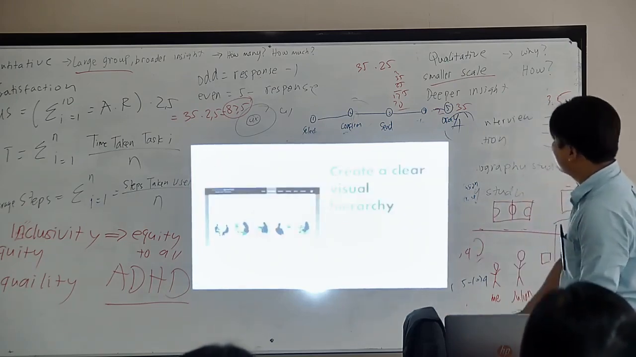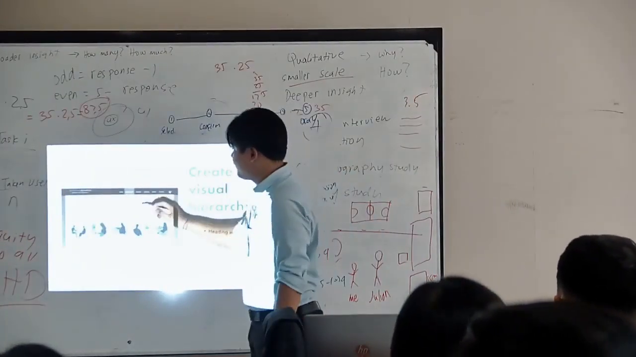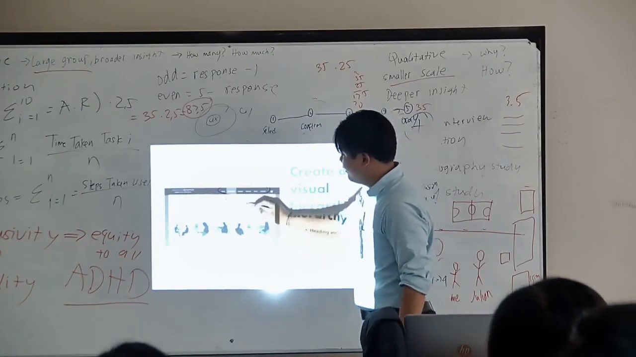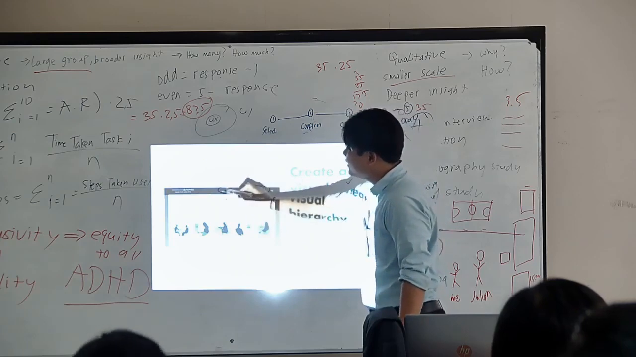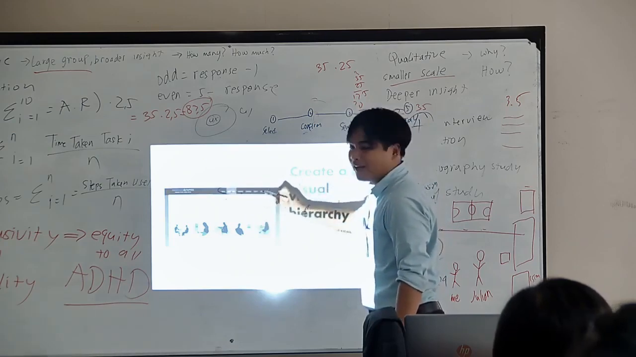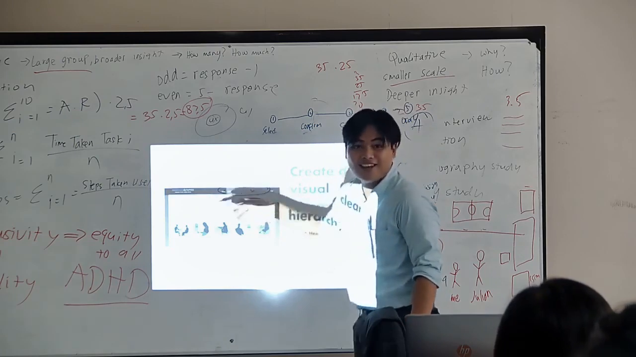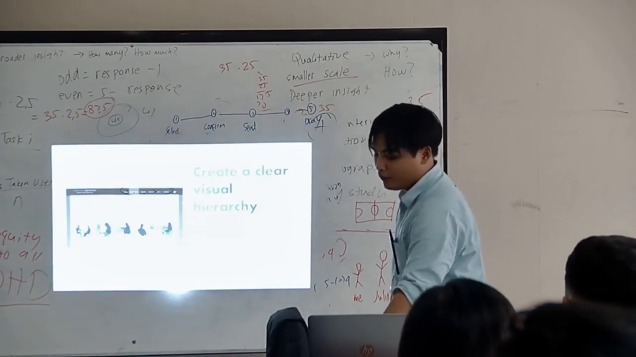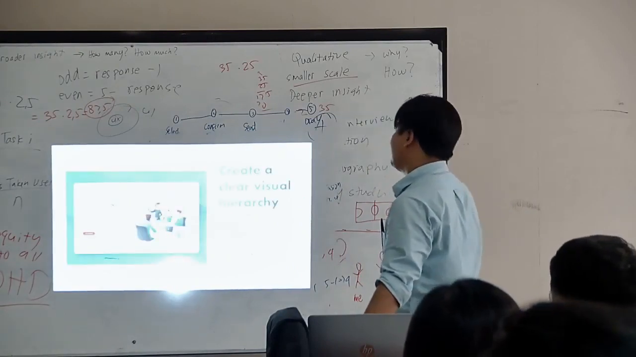Next is create a clear visual hierarchy. Title, heading, okay, body text. It means very easy. This is the thing that we can access. If we click here, this is the explanation, right? Very simple, but most people still don't understand. And then space and size.